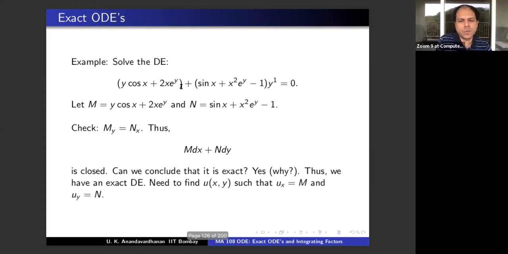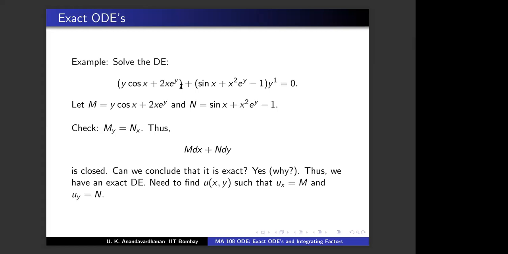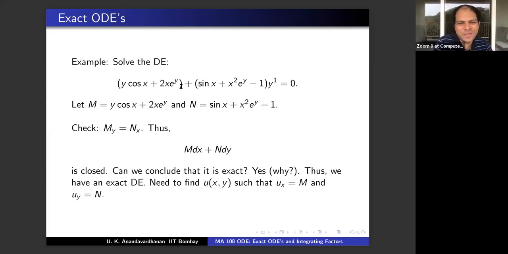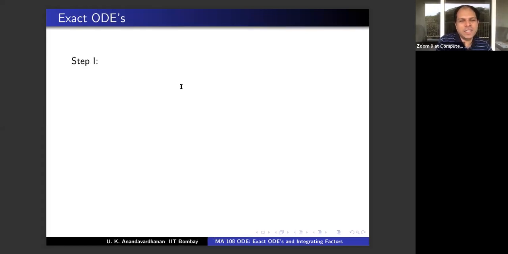So you need to find u(x,y) such that u_x is M, u_y is N. In this problem, will you do it by inspection or by the method? Inspection. You can do this? Yes, sir. Then very good. I would not have done it by inspection. Okay, if you can do it by inspection, fine. Yeah, so I will do it by steps.